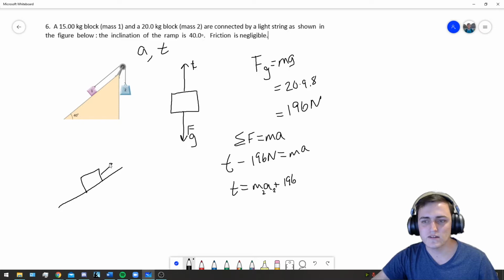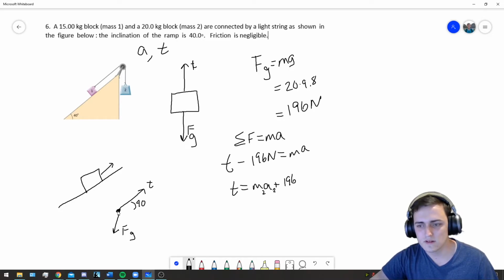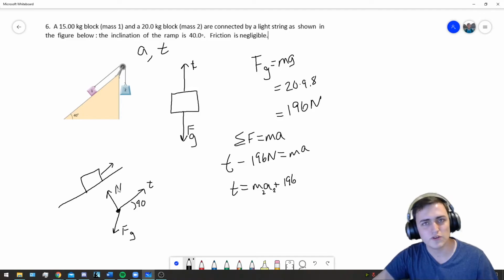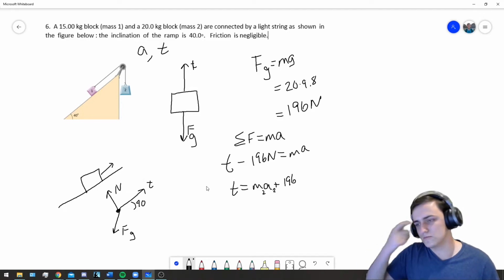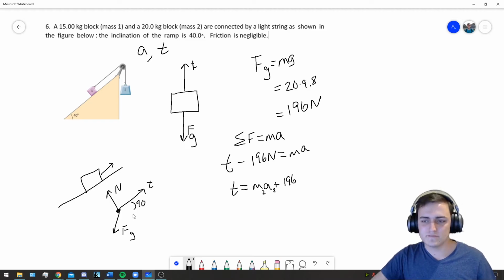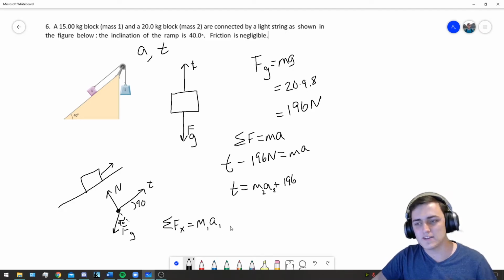So when we look at this block, we're going to want to do a free body diagram where we have a force at 40 degrees, and this is our tension. We have the force of gravity, and we have the normal force. So let's draw that. We can take the net force in the x direction and set that equal to m1 a1, the mass of block 1 times the acceleration of block 1.